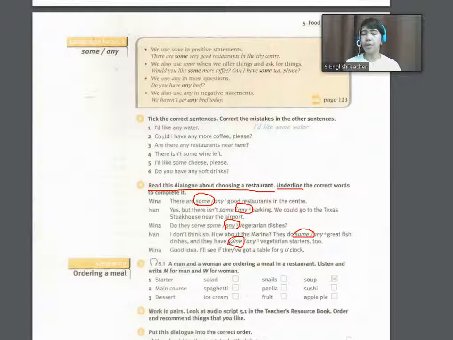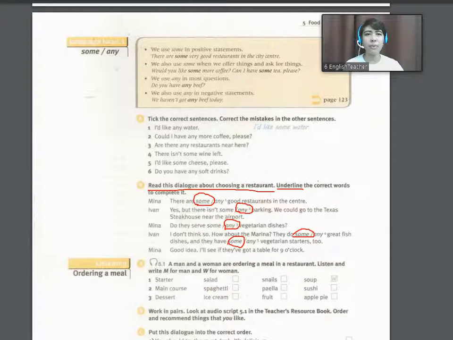Okay, I know that I am encircling the answers, but for your paper there, I want you to underline the correct answer. Okay, last one, student A, Mina. Please read and answer. Okay, no need to answer, just read it then. Good idea. I'll see if they've got a table for 9 o'clock. Very good. So that's it for the first part of our lesson today, guys.